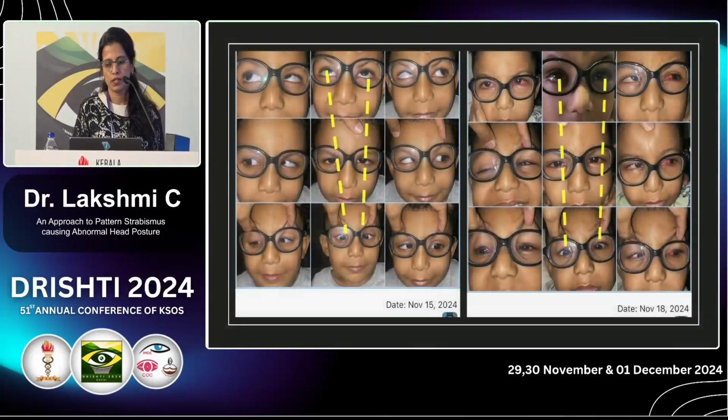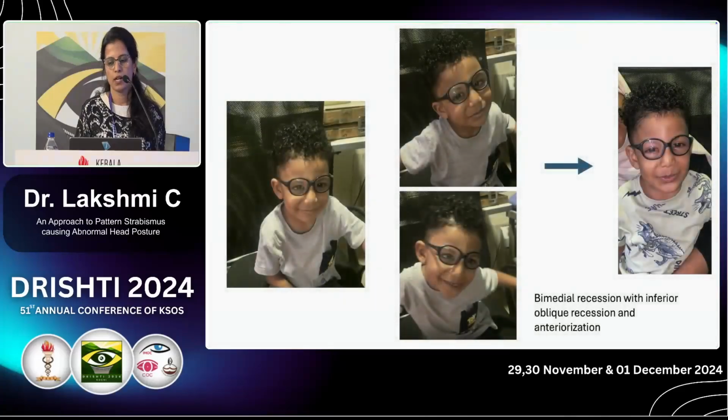So these are the pre and post of the other two patients that I showed before, the V pattern ESO. He underwent bimedial recession with inferior oblique anteriorization because he was having a dissociated vertical deviation. He was pretty much okay. The pattern has almost collapsed. And head posture, I'm yet to assess because it was just the third day post-op.